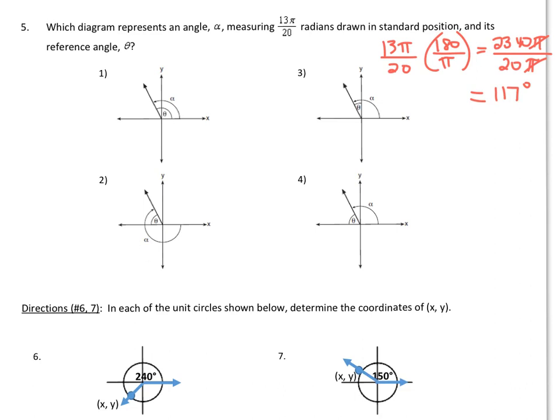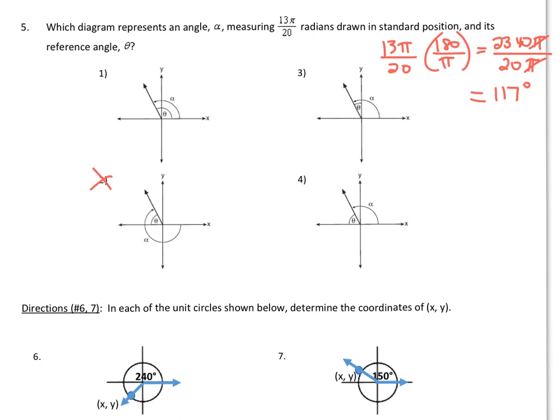Well, actually, no, not this one. This one's going in the negative direction. So this is the only one it can't be, okay? If this is your initial side and you open up in the clockwise direction, that would be a negative angle. So I'm going to get rid of that one. Although technically, if you wanted to find an angle coterminal with it, it would be positive 117. Okay, but that's not what we're looking at.